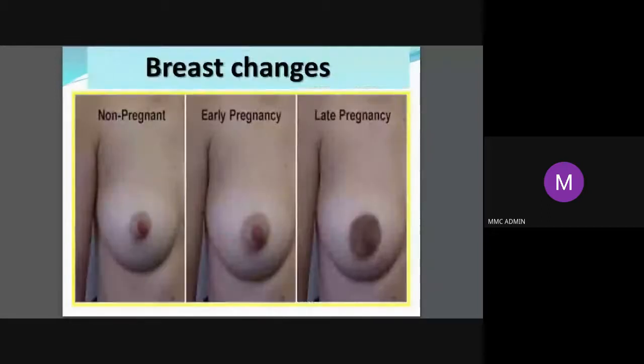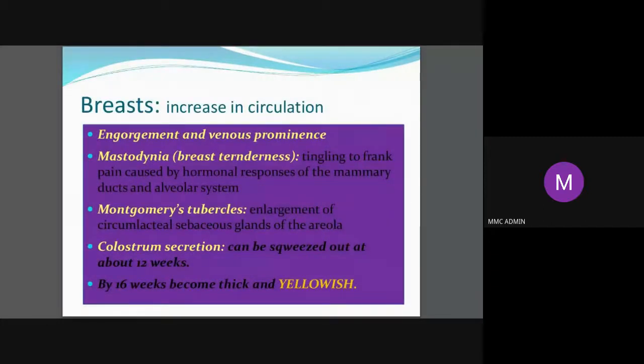Then the breast changes. Again, the breast is getting ready for lactation and milk secretion for the baby. As I told you earlier, all the changes are oriented towards the baby. So here you have the accentuation of the nipple and the areola. Next. The sebaceous glands also become very prominent, so they are called Montgomery's tubercles. One minute, go back. Here there is a clinical matter to be discussed.